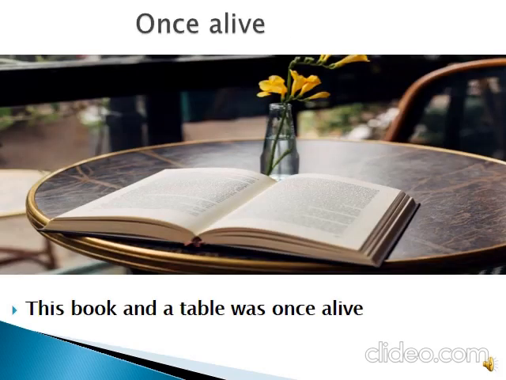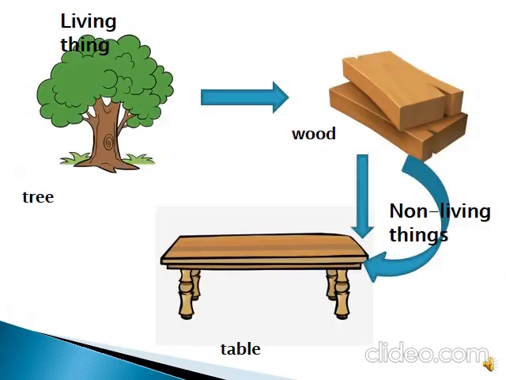Look at this picture. You can see a book on a table. This book and the table were once alive. Can you tell me how this book and table were once alive? Let me tell you how the table was once alive. The table is made from wood, and the wood comes from a tree.